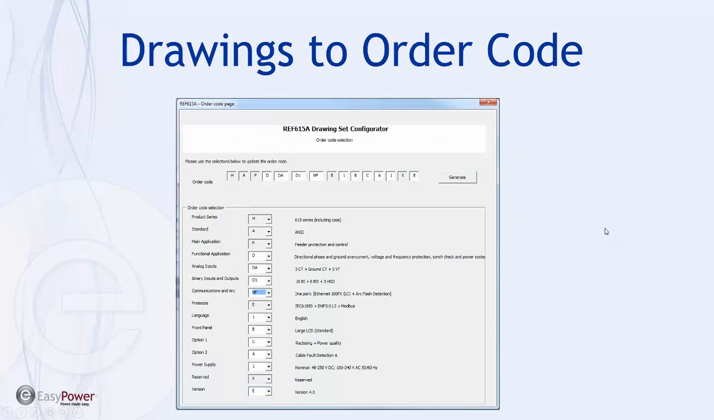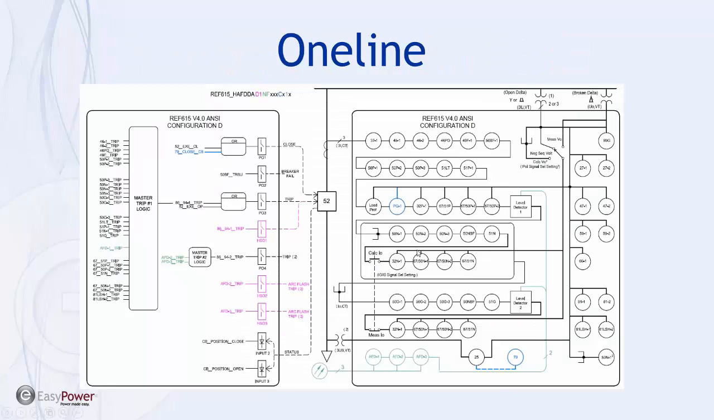We also have drawings to order code. It's a project I've been working on. You can enter any order code you want, get a full complement of drawings, functional, detailed one lines like you see here. AC and DC schematics, pre-wired connection diagrams.